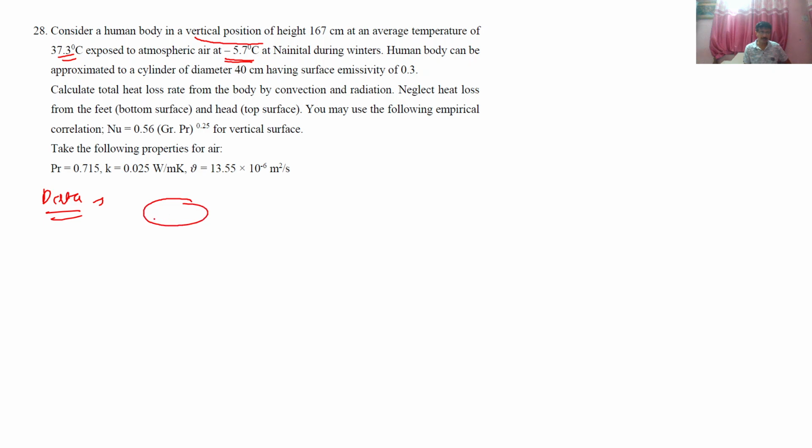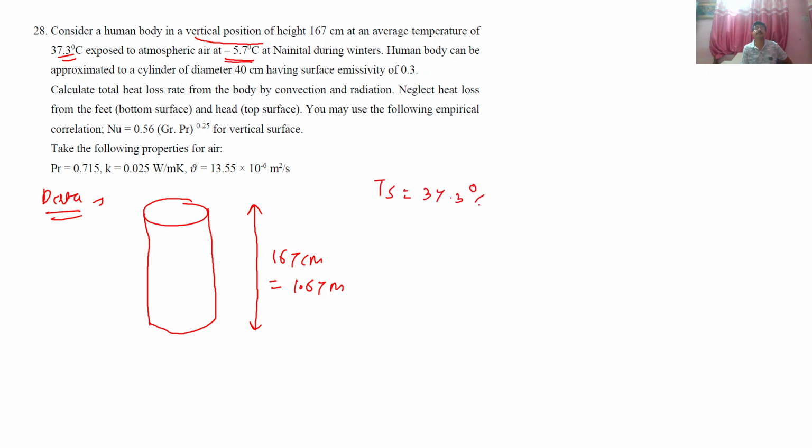If I consider the human body as a cylinder for some time, assume the human body is cylindrical, because the closer shape for the human body is a cylinder. Okay, and height is given as 167 centimeter, so that means 1.67 meter. Okay, at an average temperature of 37, so Ts is 37.3 degrees Celsius.